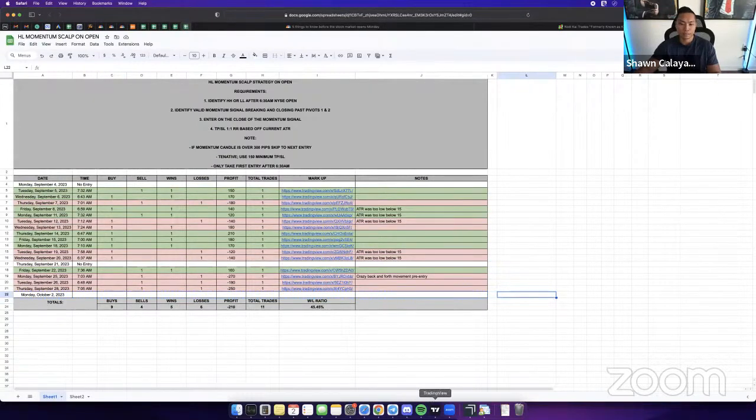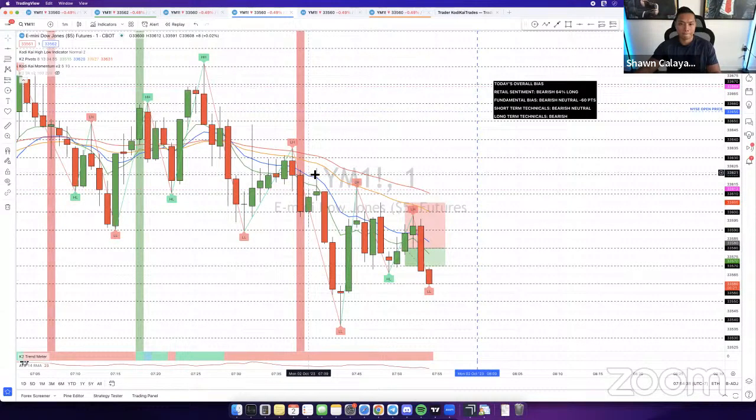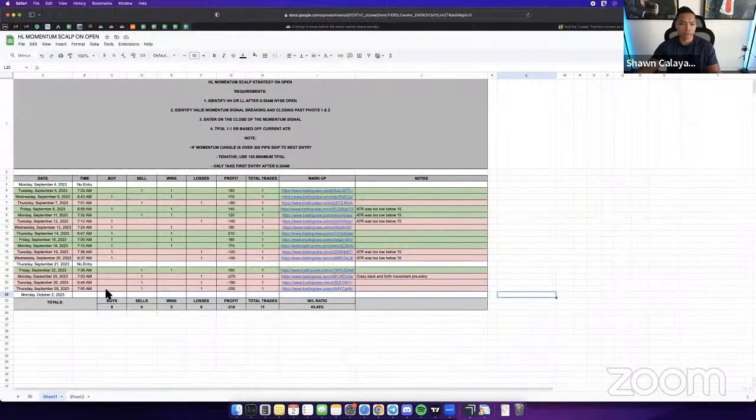It's about 8 o'clock. I don't think it's going to happen. Yeah, there's no entry here for the momentum counter scalp or high level momentum scalp.